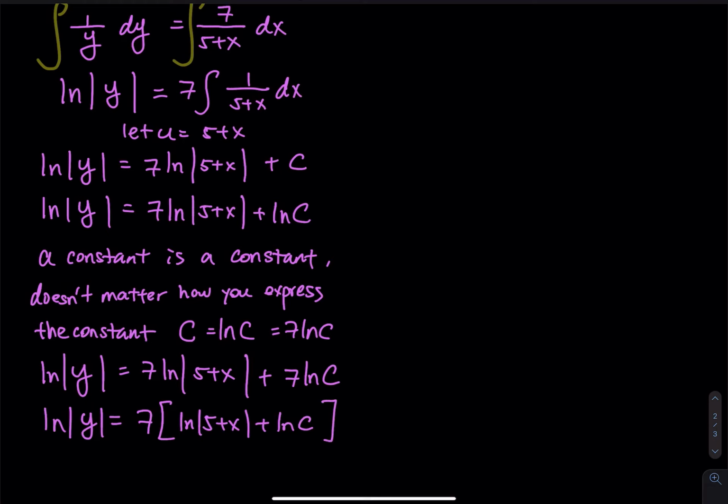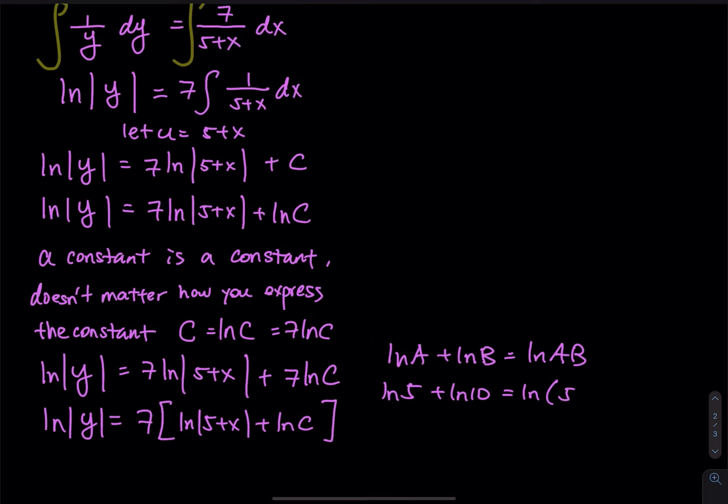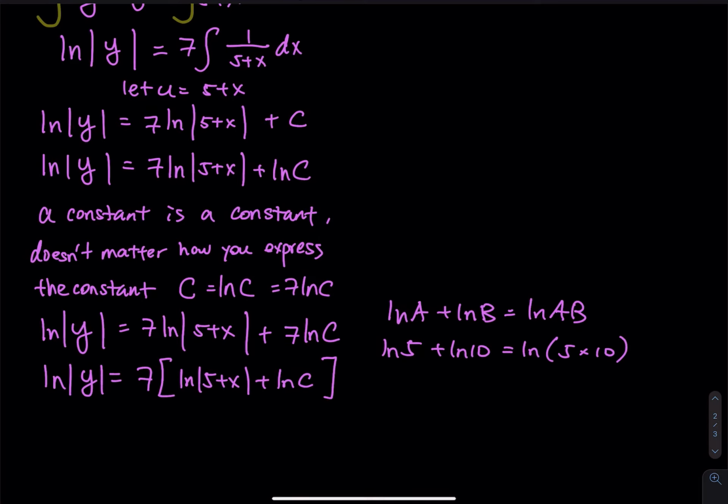And then here is one thing that you have to review, the properties of Ln. If you have Ln A plus Ln B, that is equal to Ln of A times B. You can try this real quick: Ln pi plus Ln 10 is equal to Ln of pi times 10. So this is Ln absolute value of y equals 7, and then we multiply the c and the pi plus x. So we have Ln absolute value of pi plus x, and then we multiply the constant c.